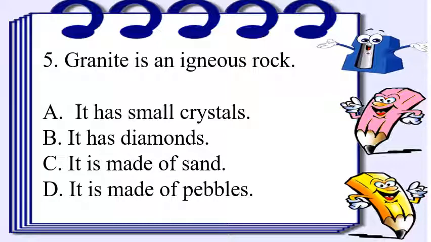Number 5. Granite is an igneous rock. What is the claim of the statement? Is it A, it has small crystals? B, it has diamonds? C, it is made of sand? Or is it D, it is made of pebbles? If you answered letter A, it has small crystals, then you are correct.